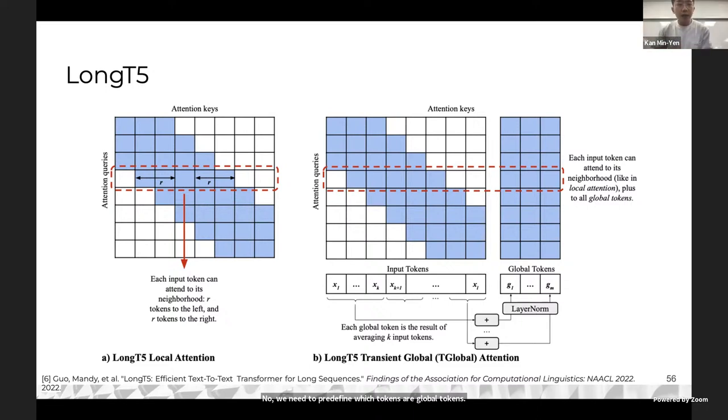So here, what Google did last year is that we keep the sliding windows, but we split the input tokens into several blocks. Let's say we have k blocks. For each block, I just use simple averaging to get the global tokens. So when the document input is different, these global tokens are different. They call these transient global tokens. Each query here will attend to its neighbors, but also attend to these calculated global tokens. This is a much more efficient way, and we do not need an additional predefined index to specify which tokens are global tokens.